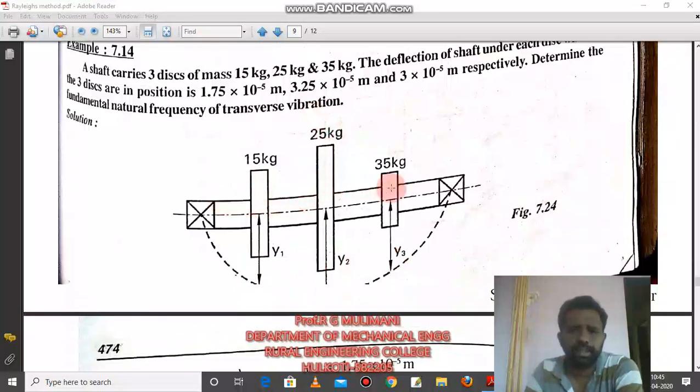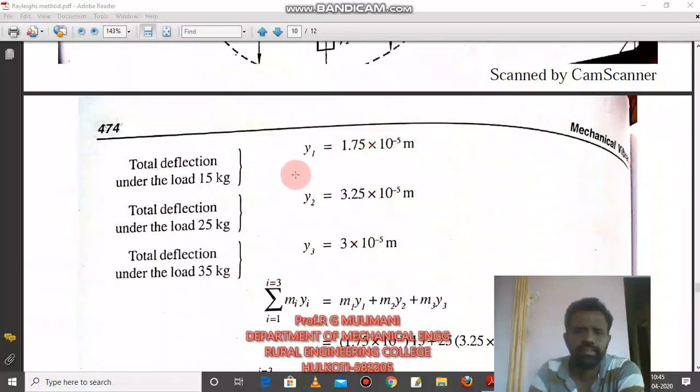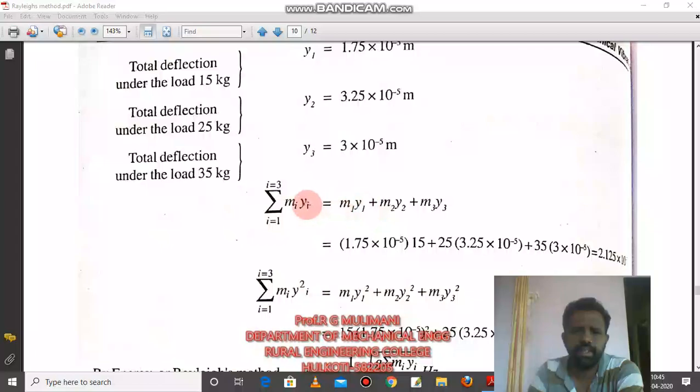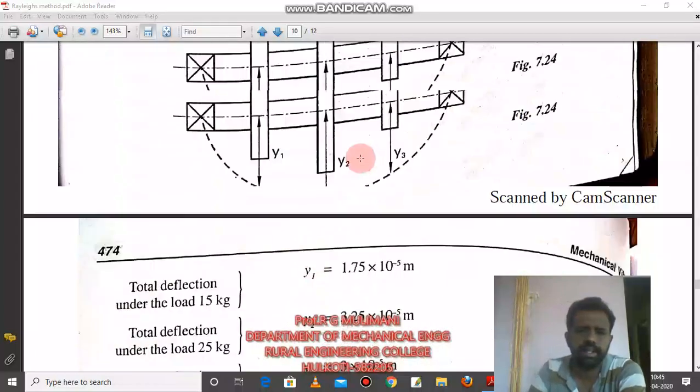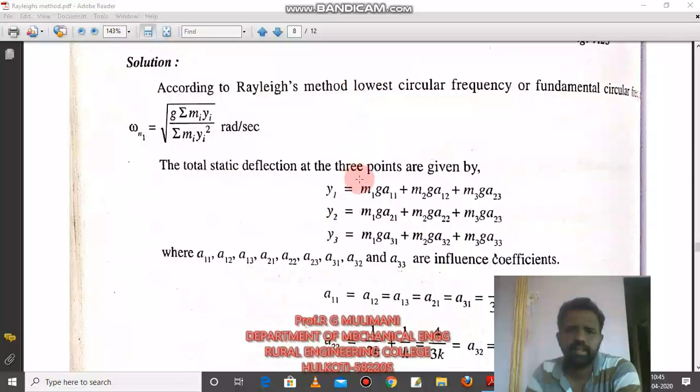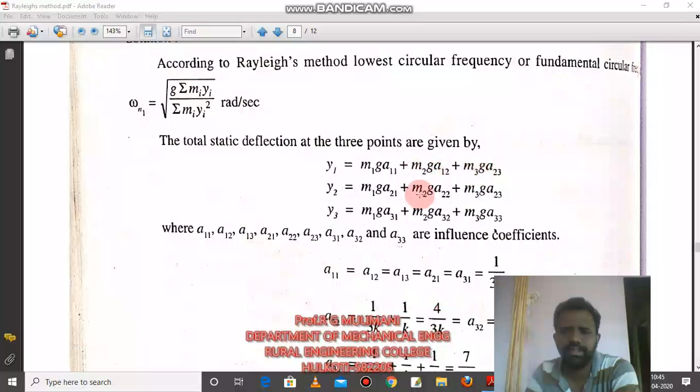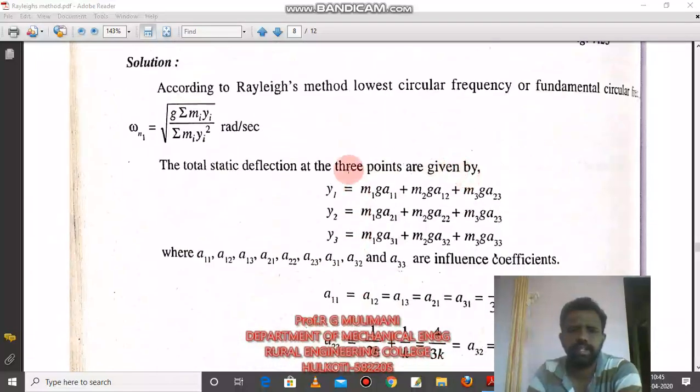This is also a simply supported beam. It is repeated here with different masses. Here it is 15 kg, 25 kg, 35 kg. You first find y1, y2 and y3. To find y1, again we use the same equations, m1 g a11, m2 g a12, m3 g a13. Here m1, m2, m3 are given in the figure, and you find the influence coefficients for the given problem. Substituting all these values in these equations, you will get the natural frequency of the system.